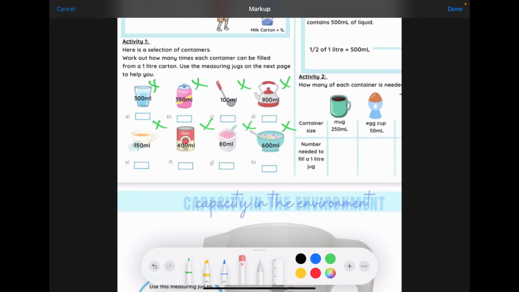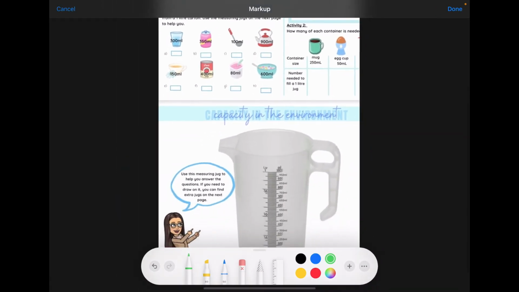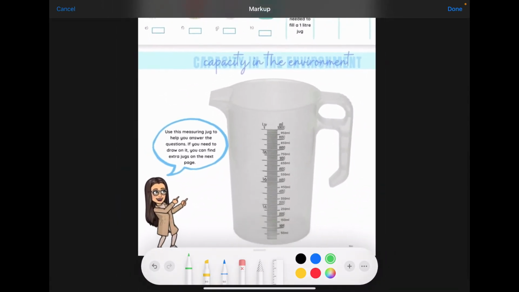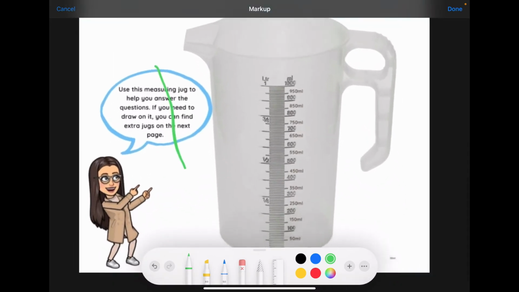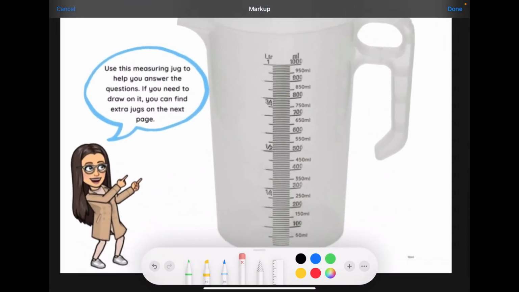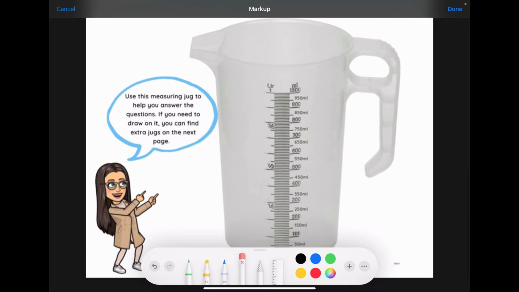Okay, so the way that we can do this is, on our little measuring jug picture that we have, we will see that it has different increments from 50 mils all the way up to 1,000 mils, and it shows here that 1,000 mils is the exact same as 1 litre, and 1 litre is the exact same as 1,000 mils. So they've just put it into litres and mils for us.